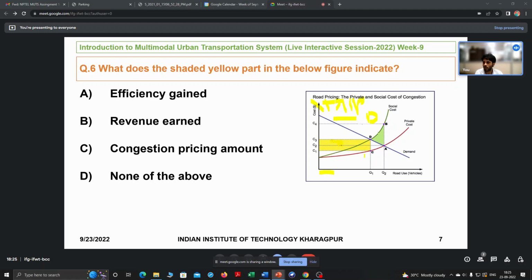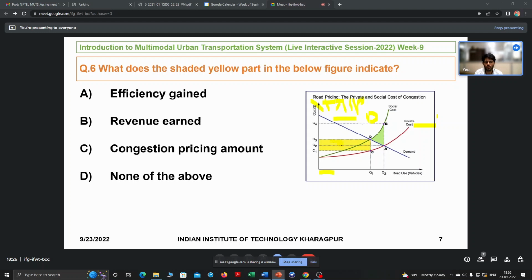Now this is a private cost curve and this is a social cost curve. Private cost essentially means, if you are using your own vehicle, the fuel cost and the maintenance cost, you can consider as a private cost. And the social cost includes the private cost plus some additional cost to the society, like suppose you are emitting gases. If I express it in monetary terms, then what is the additional cost?